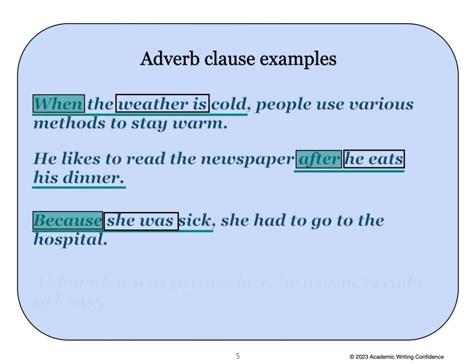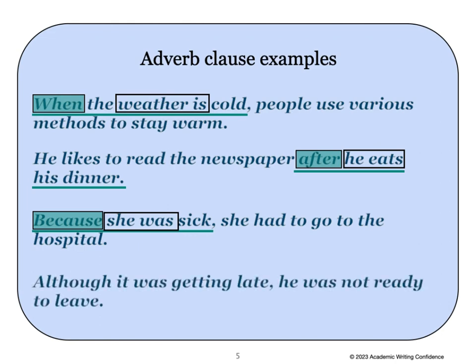Here's one more. Although it was getting late, he was not ready to leave. The clause is although it was getting late, and the conjunction is the word although. The subject and verb in that clause are the words it was.